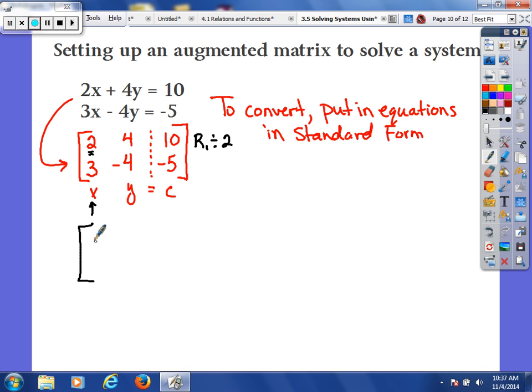So I end up getting this. I get 1, 2, 5. I divided the whole row by 2. The second row I haven't even touched yet. Okay? I've achieved my 1. I need to make a 3 a 0.